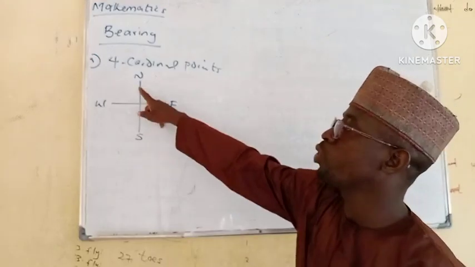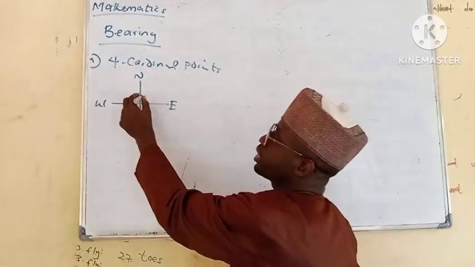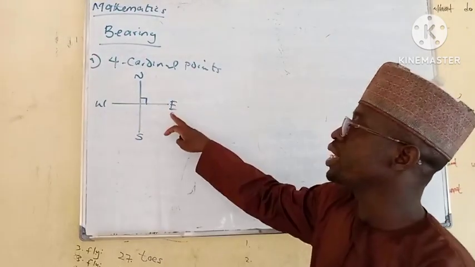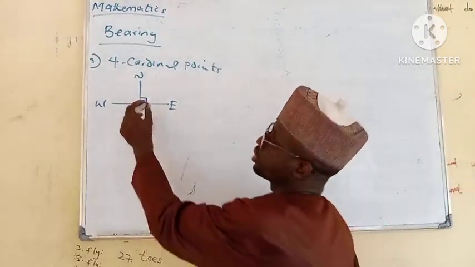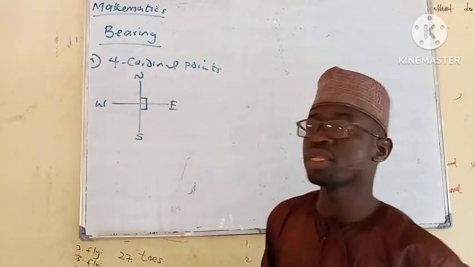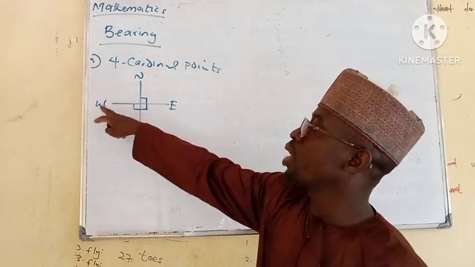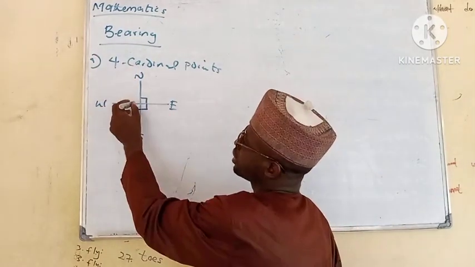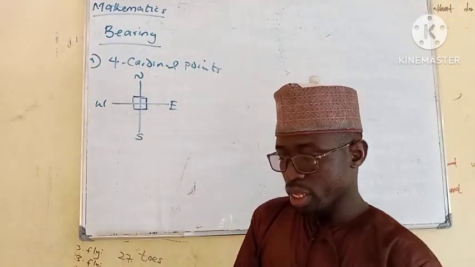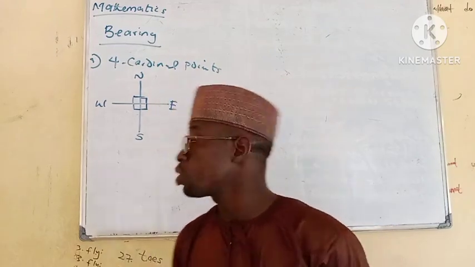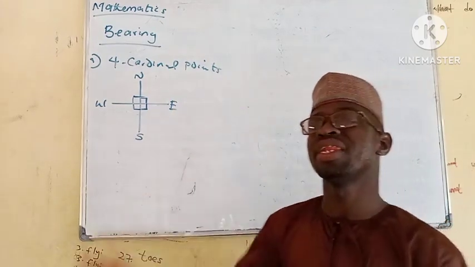West. And the angle between north and east is 90 degrees. The angle between east and south is also 90. The angle between south and west is 90. And the angle between west and north is also 90. Okay, let me not waste too much time. I just want to show the cardinal points only.